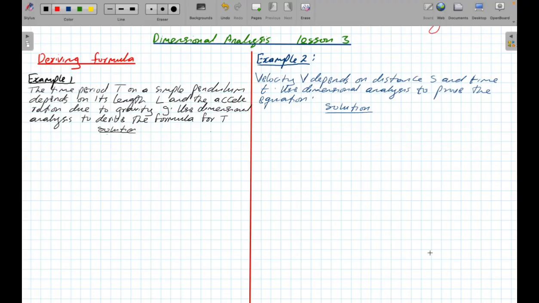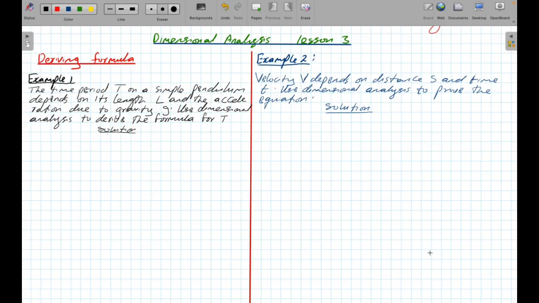So in today's class we're going to continue with our lesson on dimension analysis. But today we will consider the second application of dimension analysis, which includes deriving formulas using dimension analysis. So let's consider the following examples.